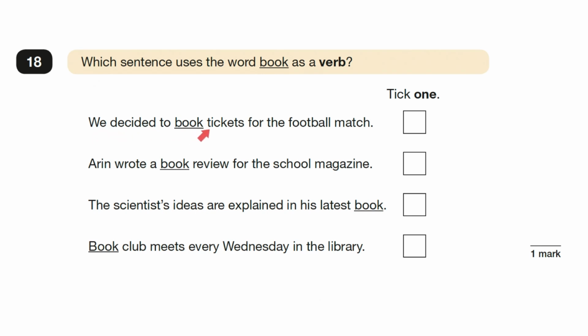We decided to book tickets for the football match. Hopefully that one should jump out. I'm likely going to tick this. I'm just going to check the rest. Aaron wrote a book, so we know that's a noun. We've got a determiner here. The scientist's ideas are explained in his latest book. So again, that's a physical book, a noun. And the book club meets, and again, we should be able to spot straight away that book club is a noun. It's a group of people together. So we can go back to this one and tick that one. Very simple. 1 mark gained.